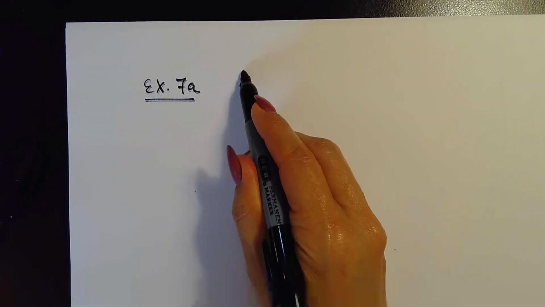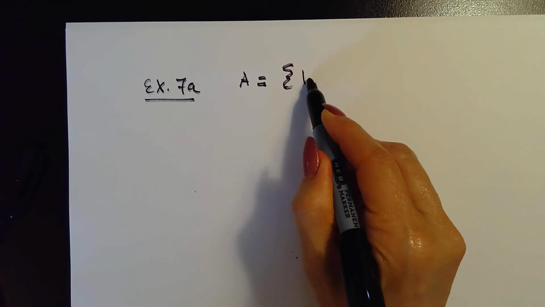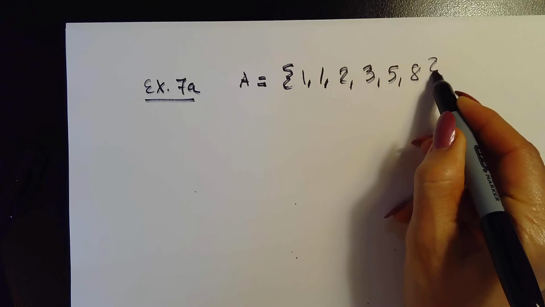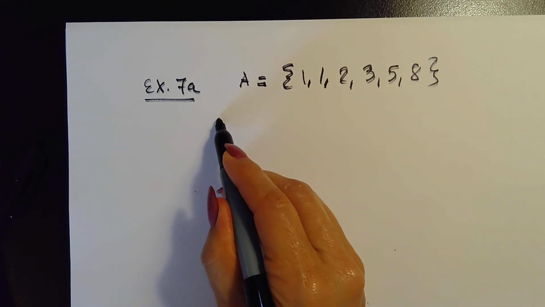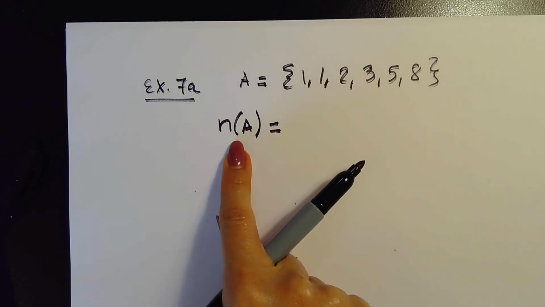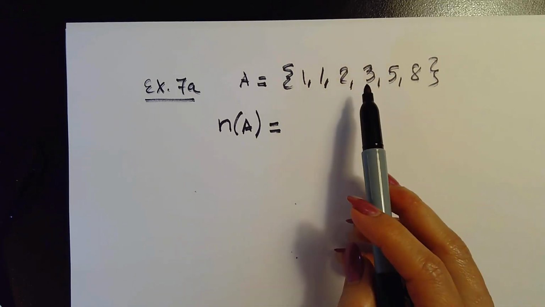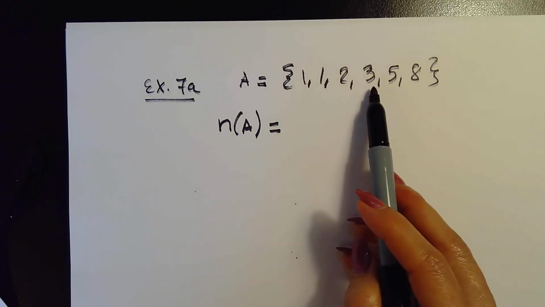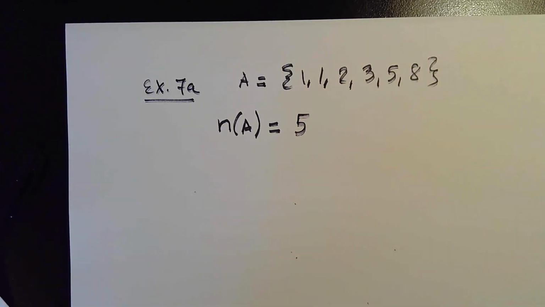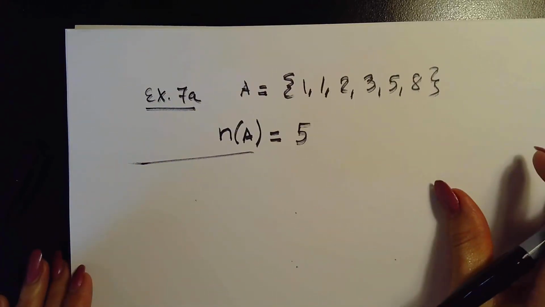7a, we have the set A equal to 1, 1, 2, 3, 5, and 8. Remember, for cardinality, I'm going to write n of A. The cardinality is going to be 1, 2, 3, 4, 5, right? So you have 5 different numbers, so it's 5 for 7a.